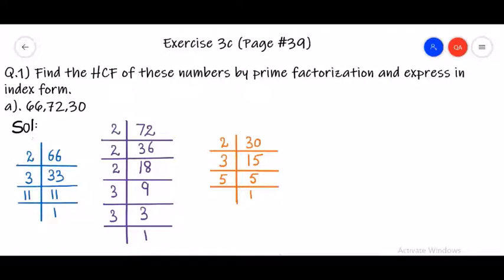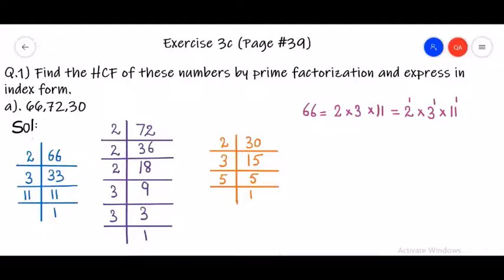Now we will write prime factors of 66, which is equal to 2 multiplied by 3 multiplied by 11. And then we will express these prime factors as index notation. Here we have 2 1 time, so we will write 2 raised to the power 1. 3 1 time, so we will write 3 raised to the power 1. 11 1 time, so it will be 11 raised to the power 1.